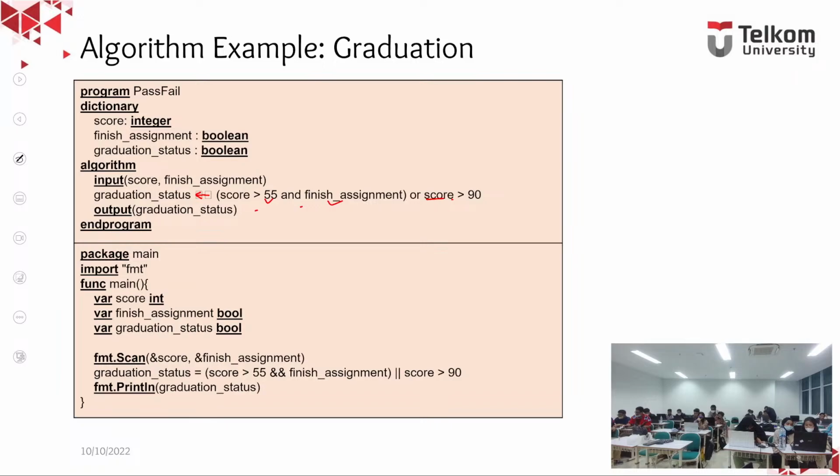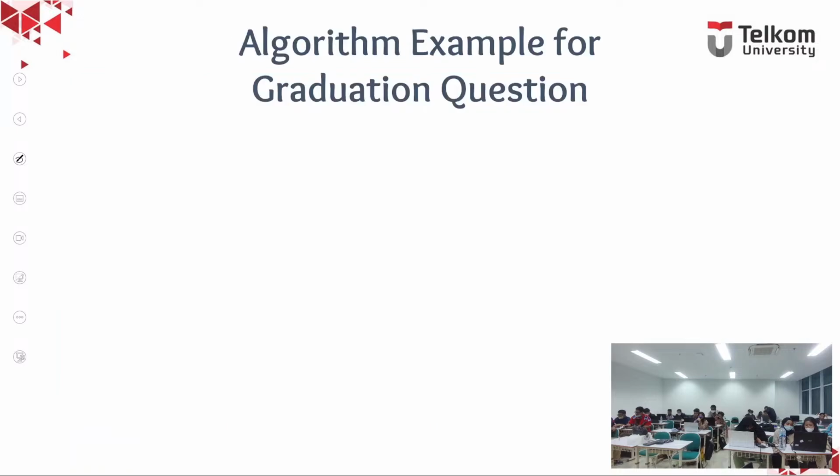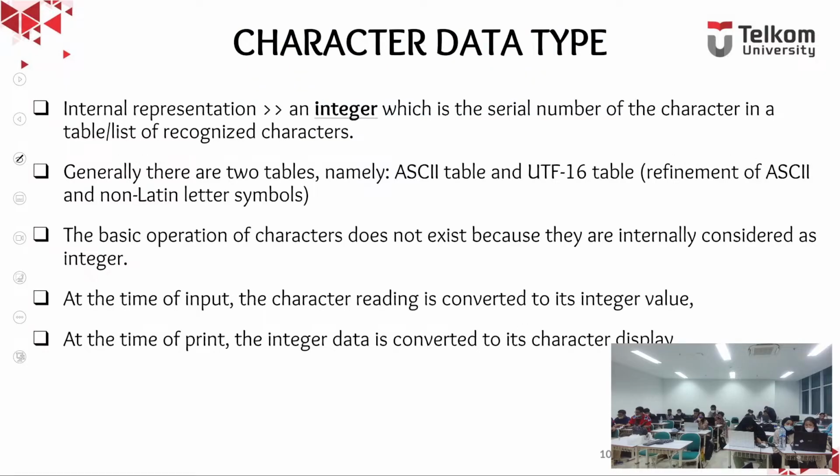Okay, so how to translate it in Go language? This you are already familiar with, right? Except this is the new data type for Boolean, and then this is to take the input, score and finish assignment. And then the graduation status will be assigned with this operation. So this is AND and this is OR. And then last, to print the graduation status. Okay, is there any question? Not yet? Okay, we move to the next. Next on character.